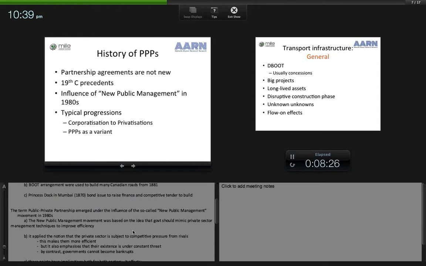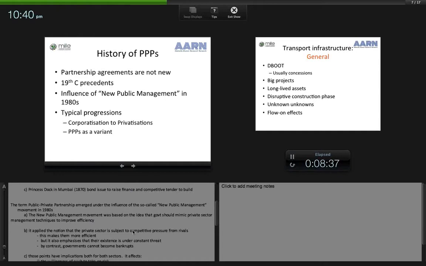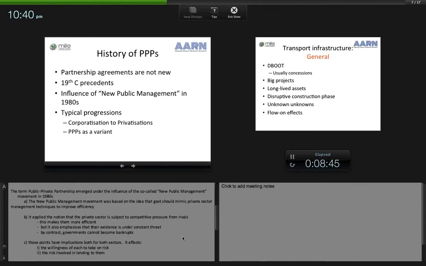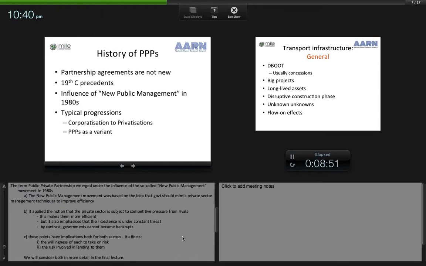Now, the New Public Management movement was based on the idea that government should mimic private sector management techniques, and they should do so in order to improve efficiency. It applied the notion that the private sector is subject to competitive pressures from rivals, and this makes them more efficient. But note, it also emphasises that the existence of private firms is under constant threat. Private firms, as we know, can cease to exist, can become bankrupt. By contrast, governments are much more long-lived and cannot generally become bankrupt.